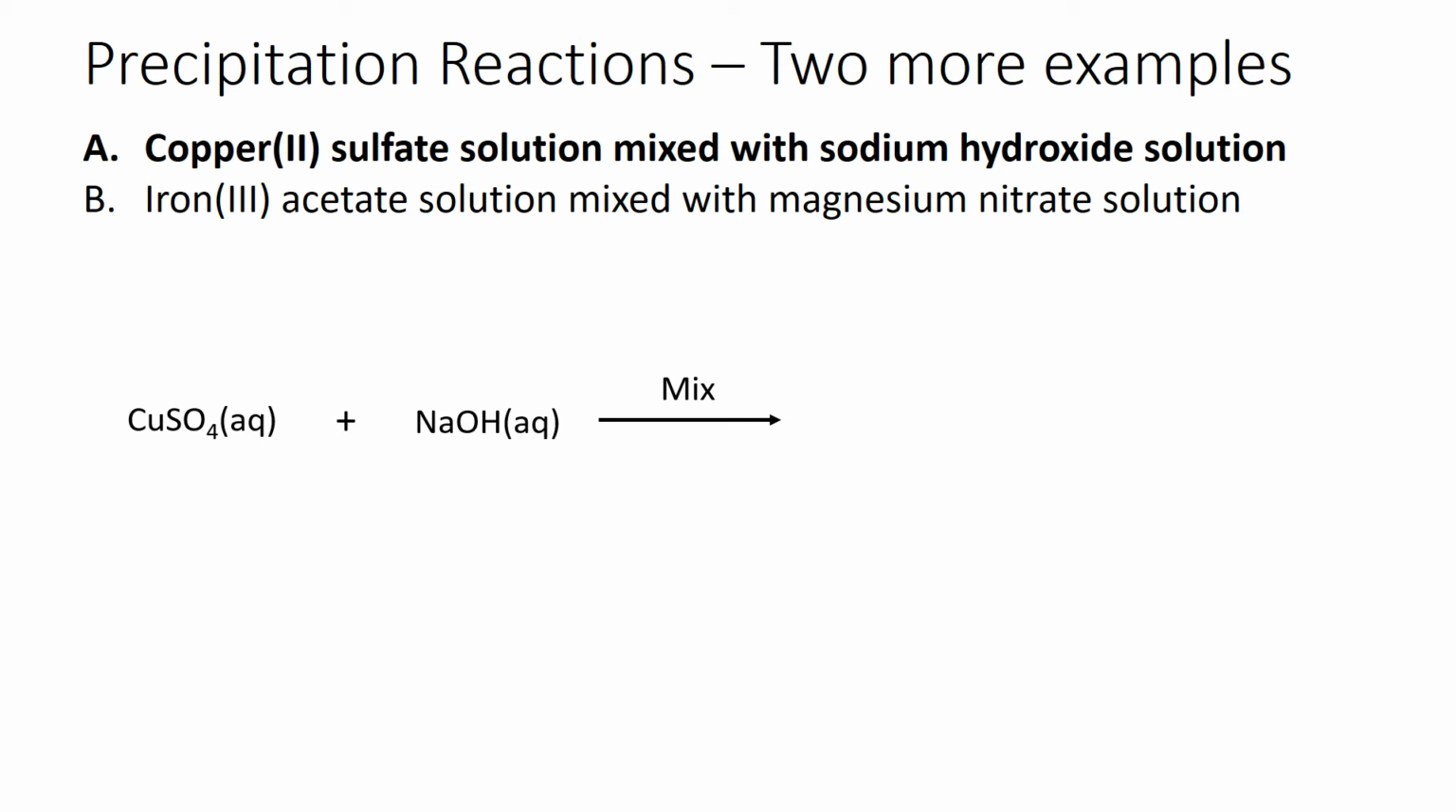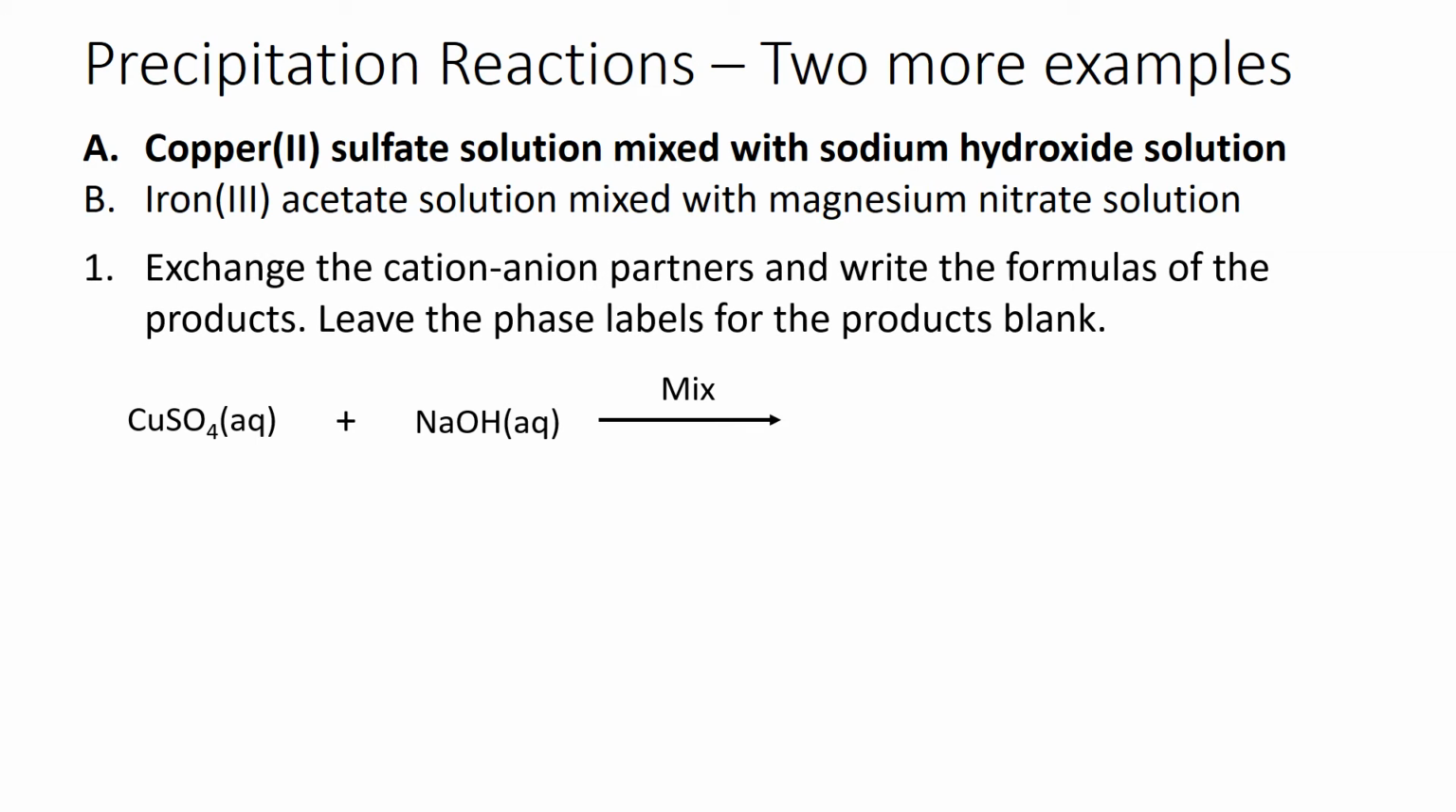Then we need to figure out what we're going to write on the product side. The best thing to do for me is I like to make that little box of the ions involved and then draw lines between the ones that were not paired together on the reactant side to get the different combination of cation and anion. So that means I need to take the copper 2 and connect it with the hydroxide ion, and because copper 2 has a 2 plus charge and hydroxide has a 1 minus charge, I need twice as many hydroxide ions as I have copper 2 ions.